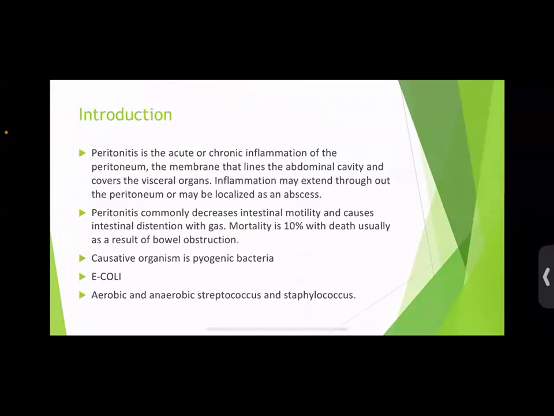So peritonitis is defined as either an acute or chronic inflammation of the peritoneum, and the peritoneum is the membrane that lines the abdominal cavity and covers the viscera. This inflammation can either be localized or generalized, and about 10% of the deaths are usually as a result of bowel obstruction. The causative organisms are pyogenic bacteria: E. coli, aerobic and anaerobic staphylococcus and streptococcus.